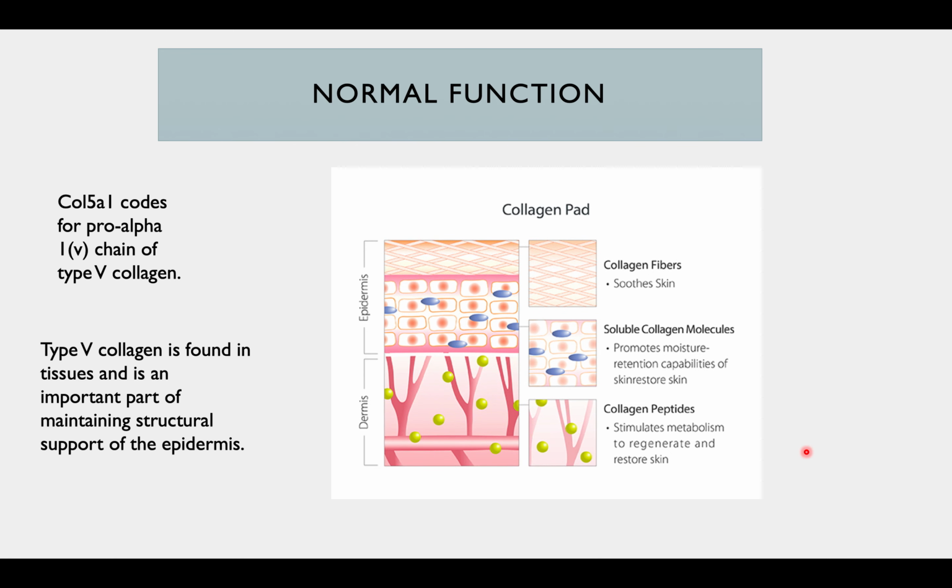So studies have revealed that collagen 5 in the form of alpha-1, 5, appears morphologically as thin filaments that are 5 to 10 nanometers in diameter. And they serve as a structural component in the basement membranes of the epidermis, thereby contributing to the stabilization of the epidermal-dermal interface, which you can see in this photo. You can see that the epidermis and the dermis are both composed of collagen, and collagen soothes the skin, promotes moisture, and it promotes regeneration and restoring of the skin.